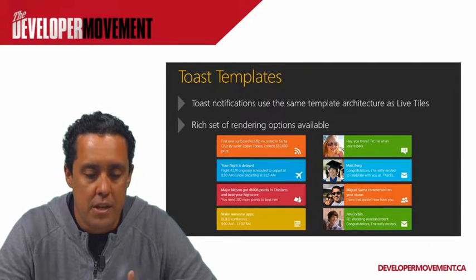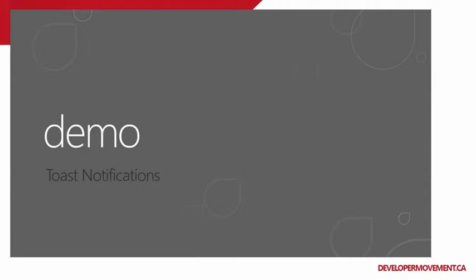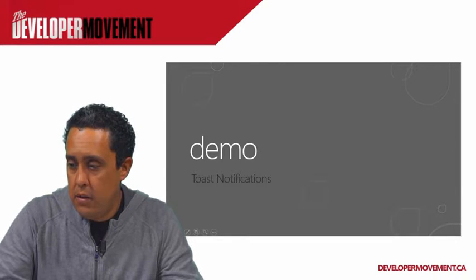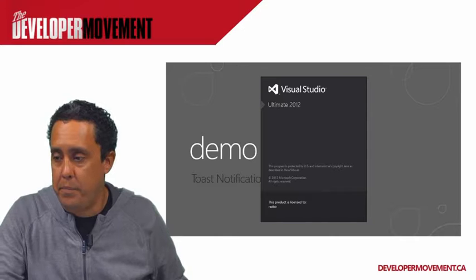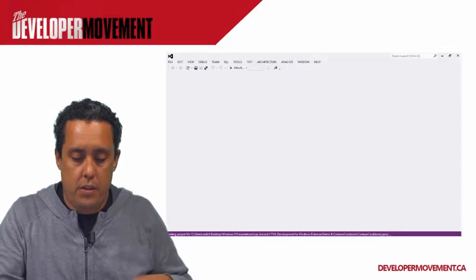So here are some examples of some of the options that are available. So you have your icon, and you have some text, but you could also add an image in there. So different templates that are available for Toast notifications. So now we'll just quickly jump in to Toast notifications, and I'm going to open up the cookbook sample again. So let this load up.